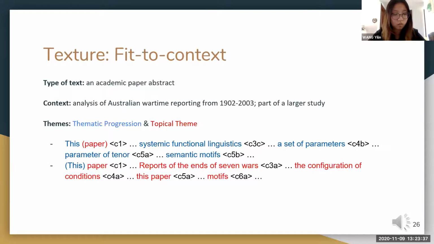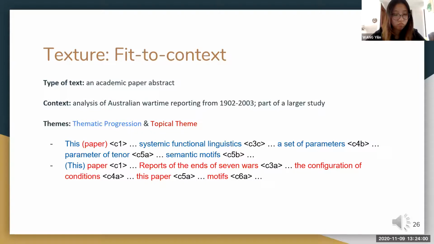As far as fit to context goes, it's important to consider what type of text we have here, which is an abstract for an academic paper on a linguistics-related topic, and what our context is. This paper is written about an analysis of Australian wartime reporting for about a 100-year period leading up to 2003, and it's part of a larger study.